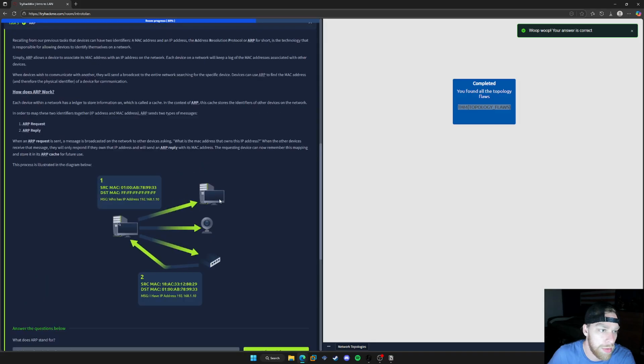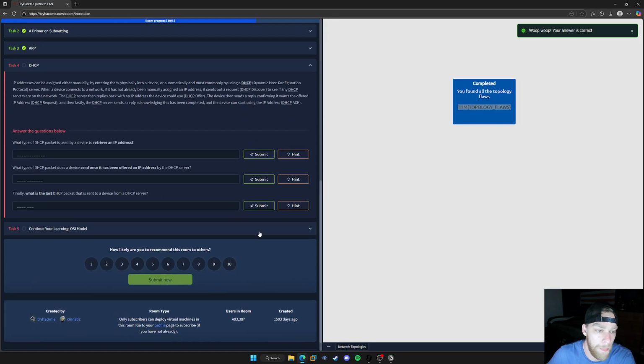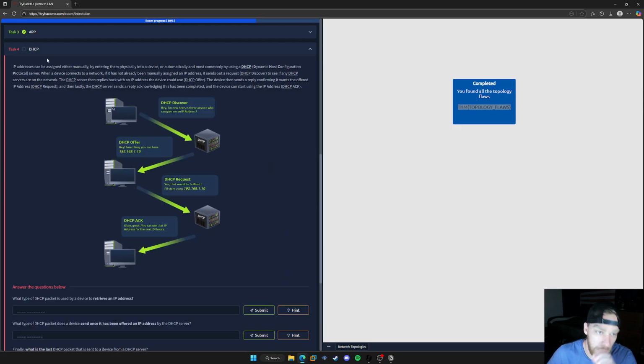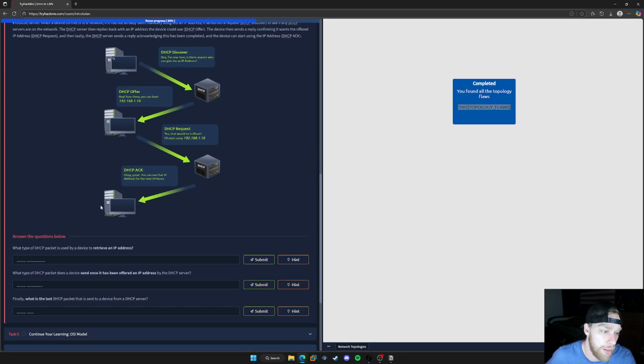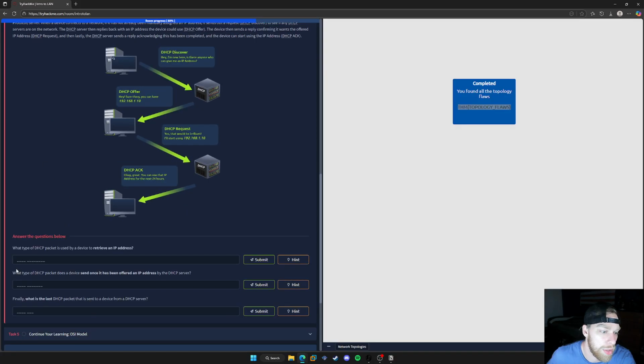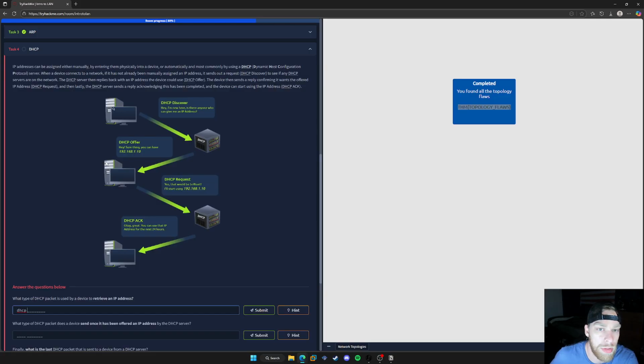Okay, here's all this information here. Moving on, IP addresses can be assigned either manually, so you can make them static, or they have your DHCP, which is automatically going to decide and hand out these IP addresses for you. So what type of DHCP packet is used for a device to retrieve an IP address? So this is going to be your DHCP, I believe, discover.